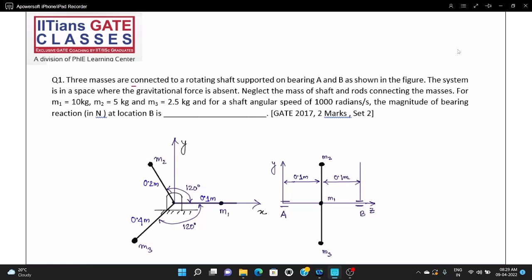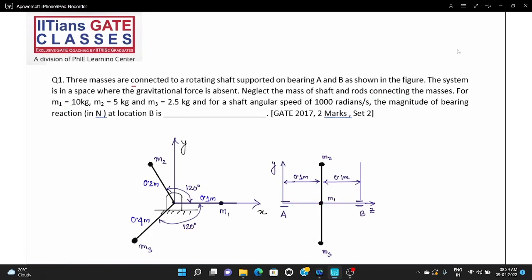Now, three masses are connected to a rotating shaft supported on bearings A and B. This is the shaft, this is bearing A, this is bearing B, as shown in the figure. The system is in space where the gravitational force is absent, so mg is absent. Neglect the mass of the shaft and the rod connecting the masses, which means they have to be ignored.